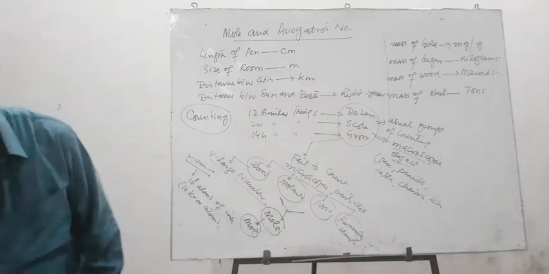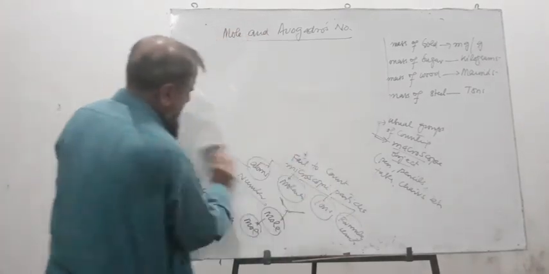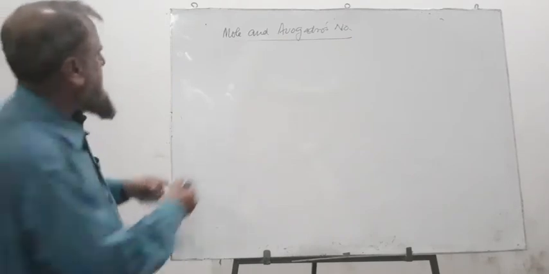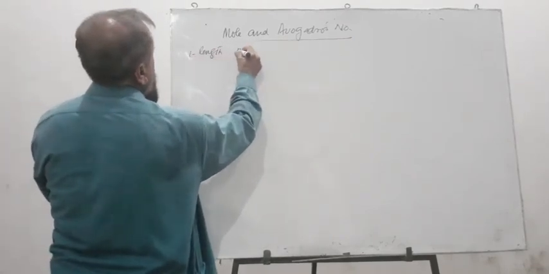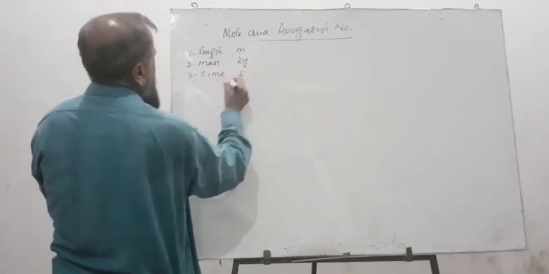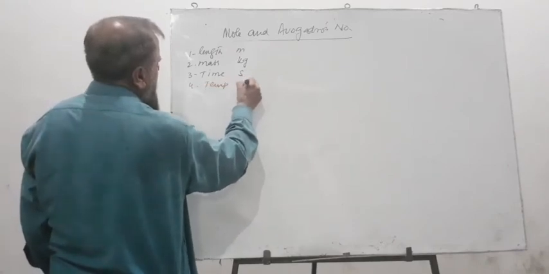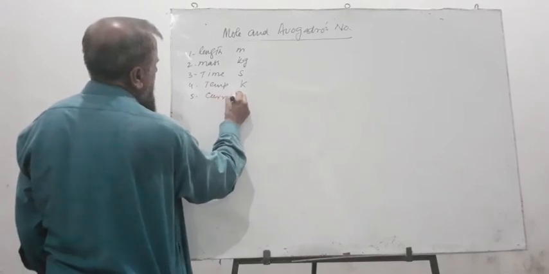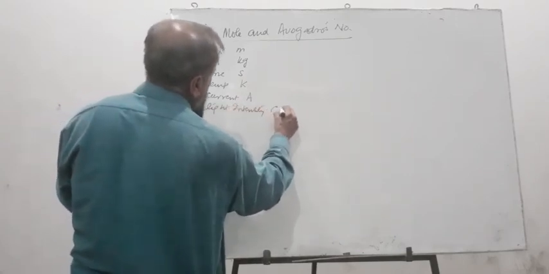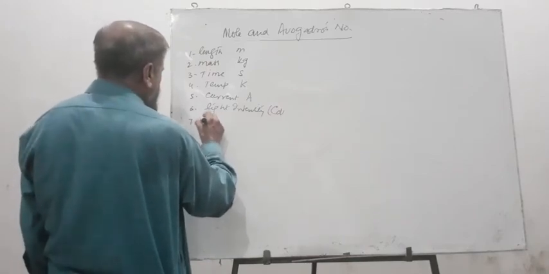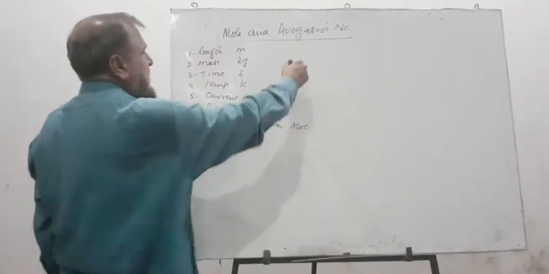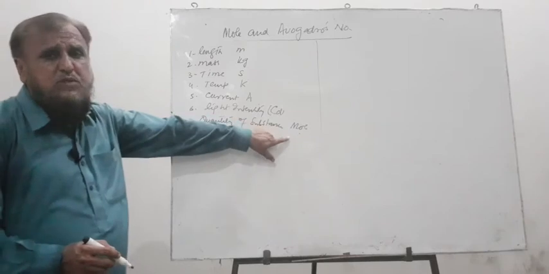Now there are 7 basic units in the SI system, System International. These are: unit of length is meter, unit of mass is kilogram denoted by kg, unit of time is second denoted by S, unit of temperature is Kelvin denoted by K, unit of current is ampere, unit of light intensity is candela denoted by CD, and the unit of quantity of substance is mole, denoted by MOL.